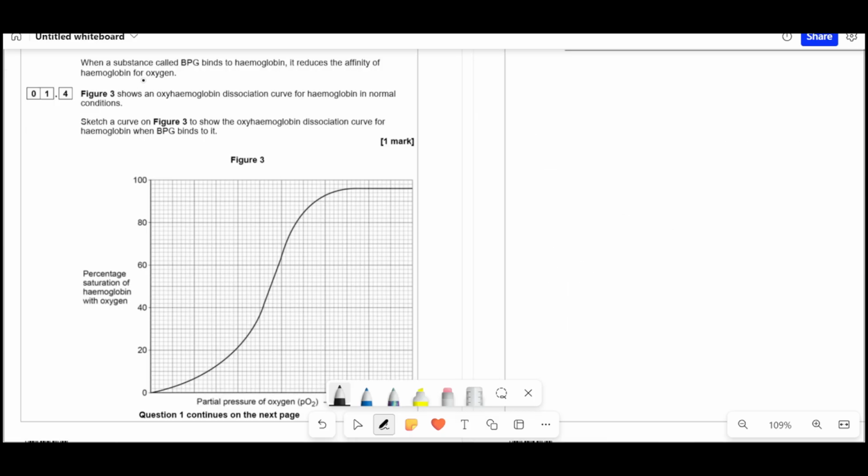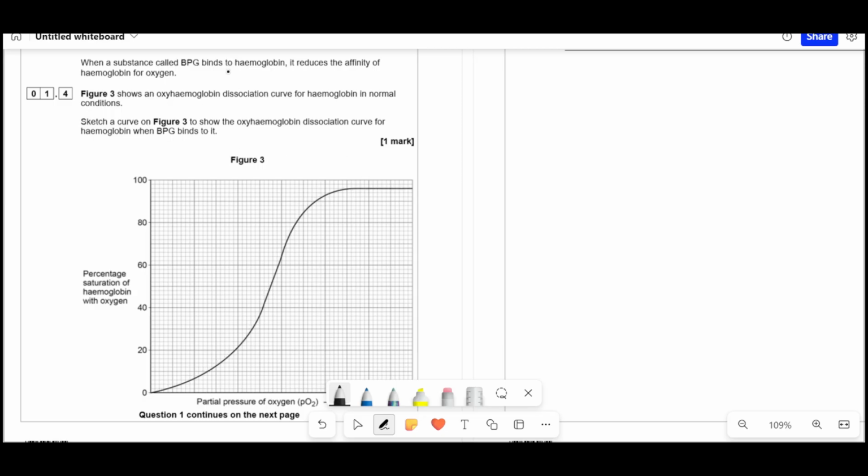So when a substance called BPG binds to hemoglobin, it reduces the affinity of hemoglobin for oxygen. If we look at figure 3, it shows you an oxyhemoglobin dissociation curve for hemoglobin in normal conditions, and it's asking you to sketch what happens to the curve when you've got BPG bound to it. I don't bother remembering that higher affinity means to the left or right or whatever. I just have a think about what's going on. Normally in your lungs, hemoglobin is saturating like crazy because there's loads of oxygen. That makes sense because percentage saturation of hemoglobin means how much hemoglobin is bound to oxygen. As you decrease the partial pressure, going from the lungs where it's high to respiring tissues, it dissociates like that and goes down.